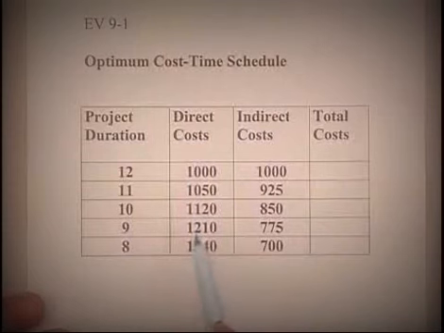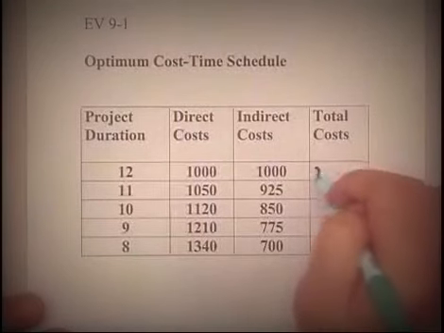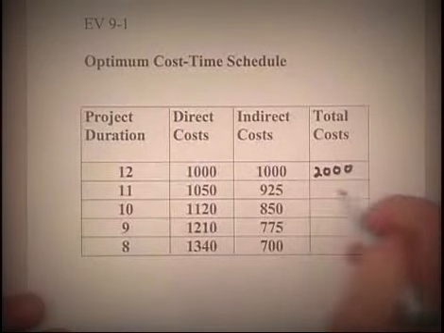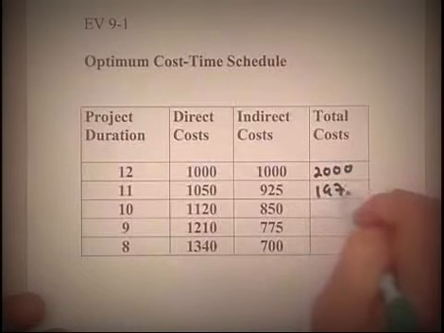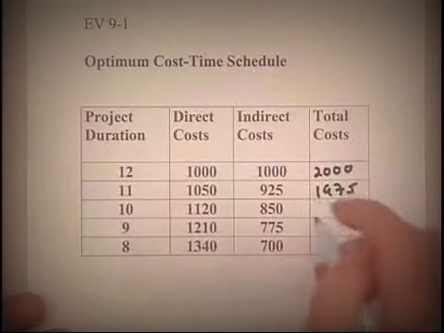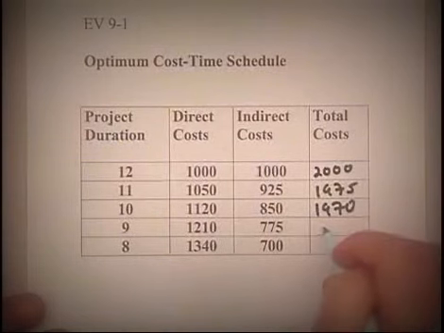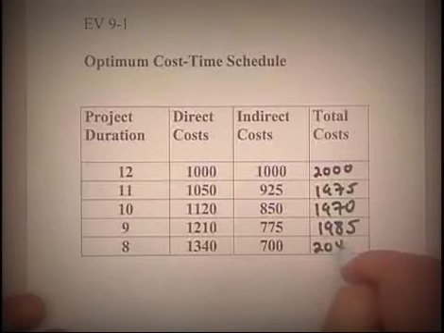And so we record the direct costs that we calculated in our step-by-step approach, and we add that to the indirect cost to figure out what the true total cost of the project is. Well, that's 2,000. This is 1975. Add these two numbers, it's 1970. Add these two numbers, it's 1985. And it goes up rather dramatically to 2040.